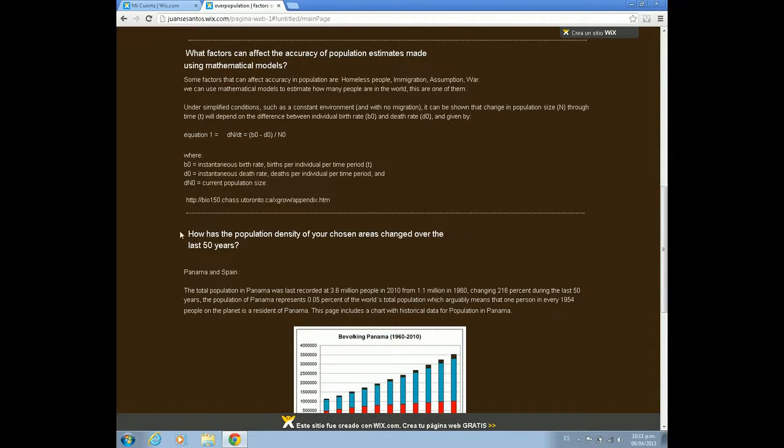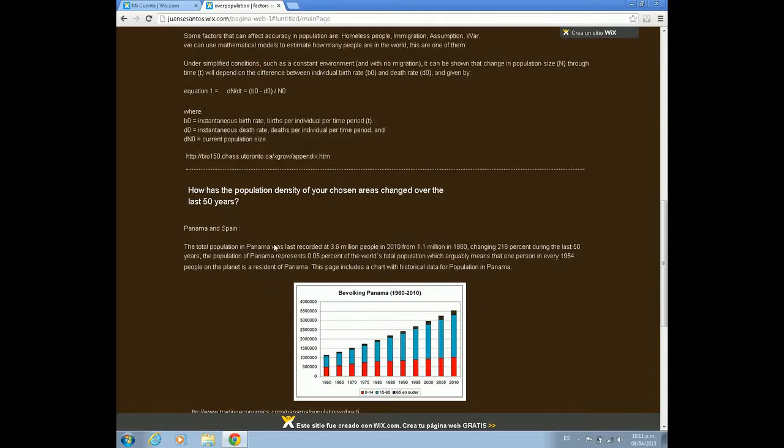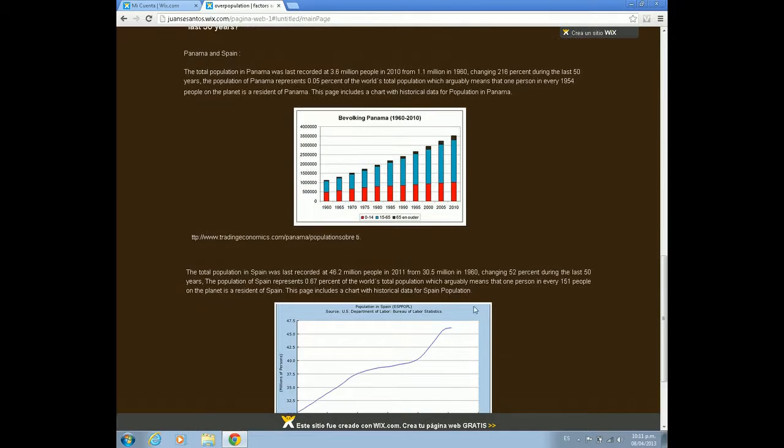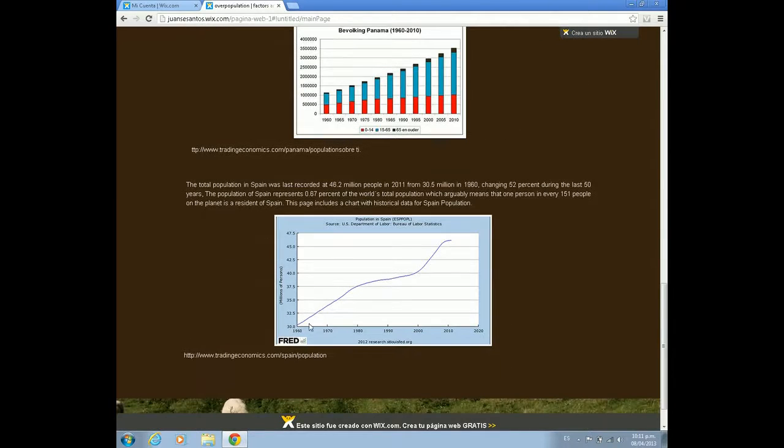And this question is about how Spain and Panama changed their population. With this graph we know how Panama grew a lot, and also Spain. We can see that these two countries changed a lot in their population.